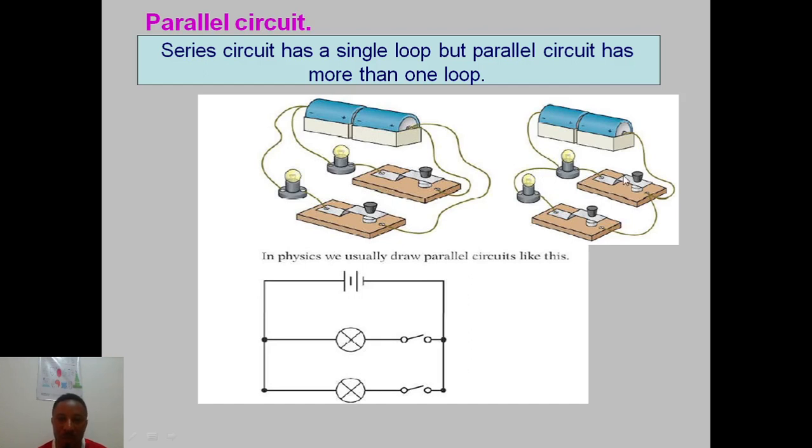They are all parallel. Now, notice that the bulbs are arranged side by side to each other. So you can easily draw the circuit components exactly as you have here. Make sure the bulbs are side by side, and we have two switches to control each of the bulbs. In physics we usually draw a parallel circuit like this. It's a simple way you can draw it.